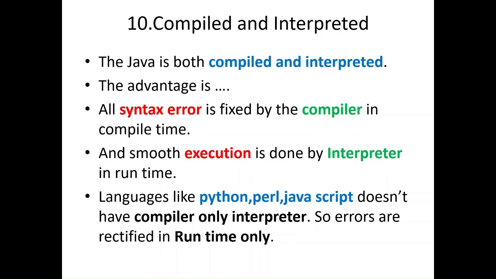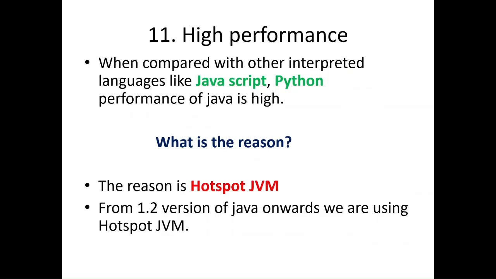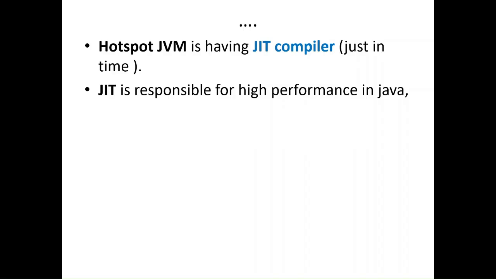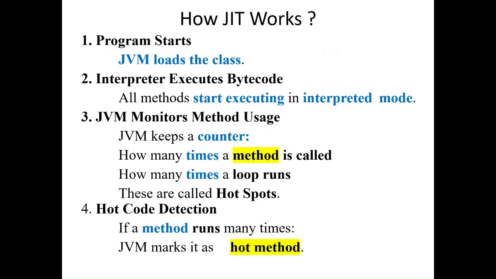So Java has both a compiler as well as an interpreter, and high performance. When compared with other interpreted languages like JavaScript or Python, the performance in Java is really high. What is the reason why its performance is comparatively high? Java has a HotSpot JVM. From Java 1.2 onwards, they are using the HotSpot JVM. What is that HotSpot JVM? The HotSpot JVM has a JIT compiler, called the just-in-time compiler. This is actually responsible for the high performance in Java.